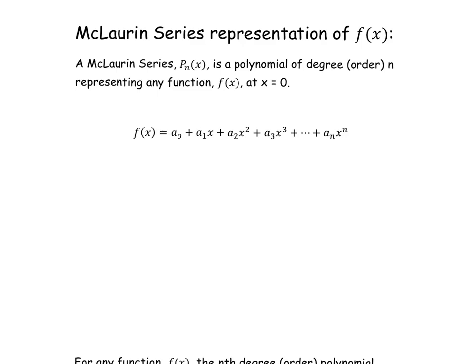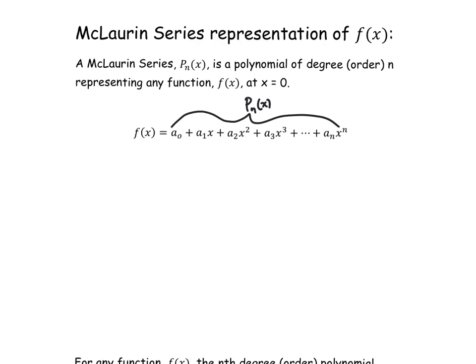So we're going to use f of x. f of x could be any function. It could be e to the x, cosine x, sine x, arctangent. It could be anything. We're going to represent it using a polynomial. So the terms over here in general form represent our polynomial p sub n of x, right? That's an nth degree polynomial.